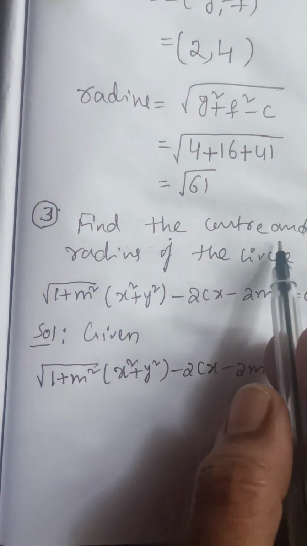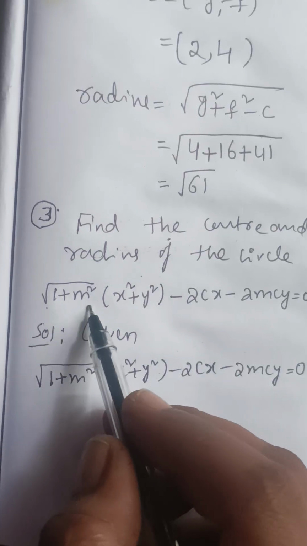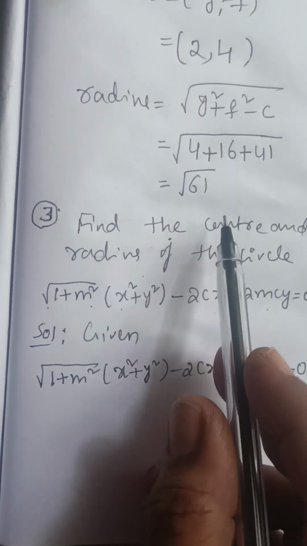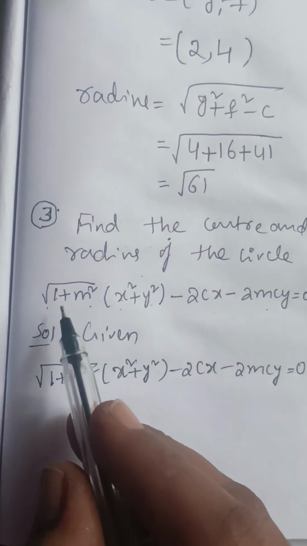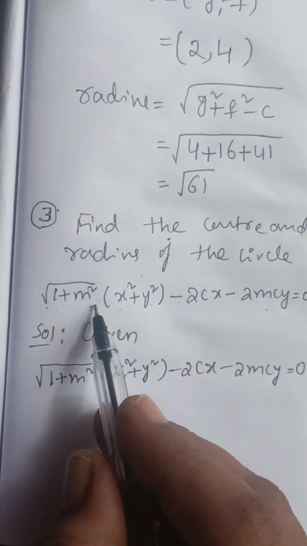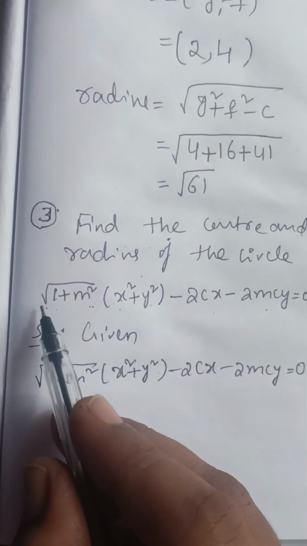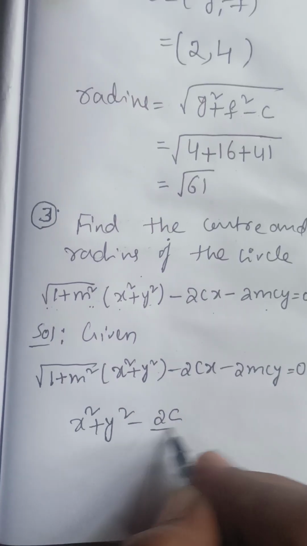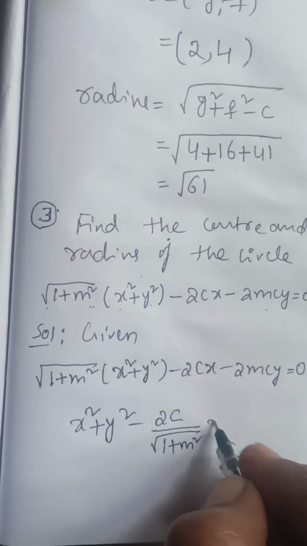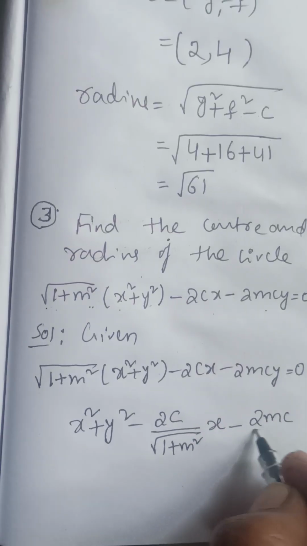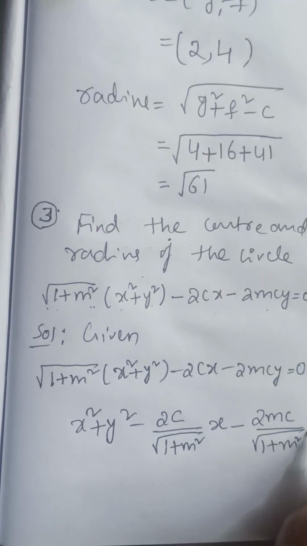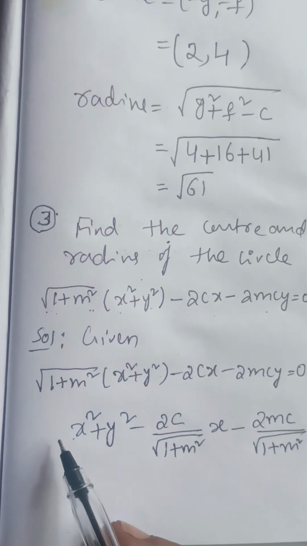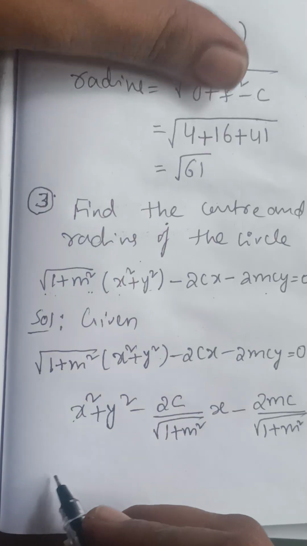Third one, find the center and radius of the circle under root 1 plus m square into x square plus y square minus 2cx minus 2mcy. While finding the center and radius, the x square and y square coefficient must be 1. But here there is root of 1 plus m square. So divide throughout with root of 1 plus m square. So it will be x square plus y square minus 2c by under root 1 plus m square x minus 2mc by under root 1 plus m square y equal to 0. Here now the x square and y square coefficient is 1, so we can easily find center and radius.